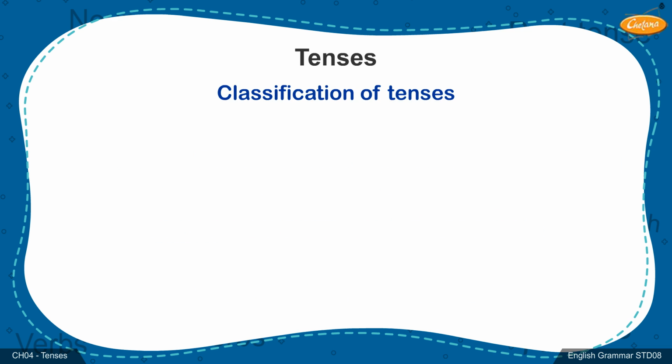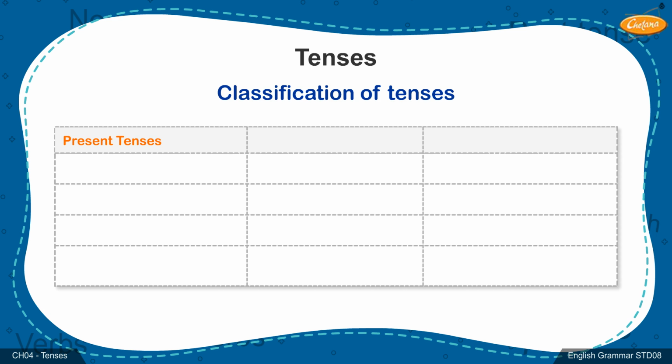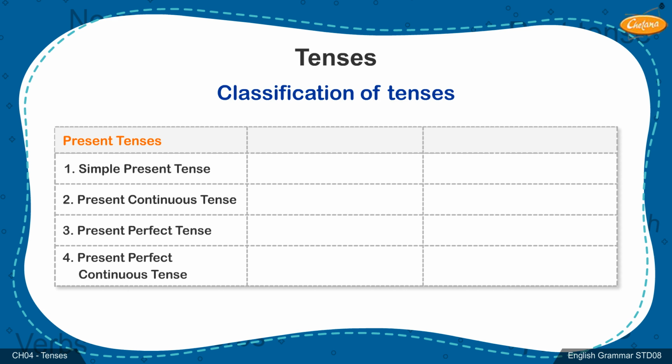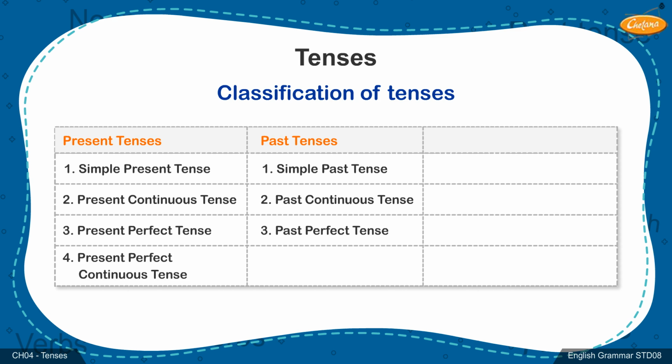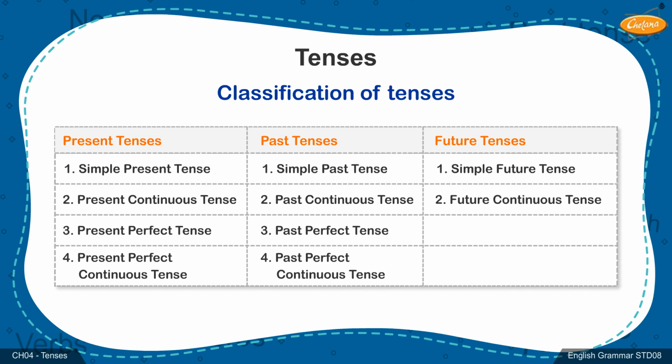Let us now see the classification of tenses. Present tenses are divided in four types, namely simple present tense, present continuous tense, present perfect tense, present perfect continuous tense. Past tenses have further four types, such as simple past tense, past continuous tense, past perfect tense, past perfect continuous tense. Future tenses are divided in four types, again, namely simple future tense, future continuous tense, future perfect tense, future perfect continuous tense.